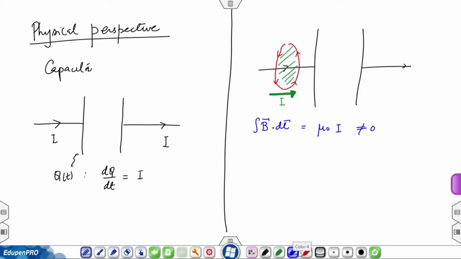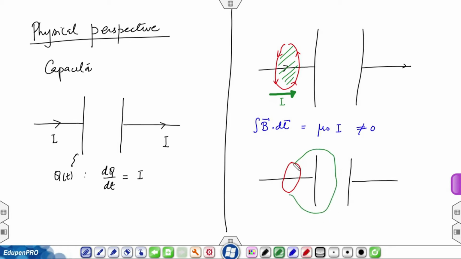I can also do one more thing in this, and that is I can make this loop and enclose it from behind. This is the balloon like area. In that case also, if I take B dot dl, since there is no current going through this balloon like surface, this will come out to be 0.